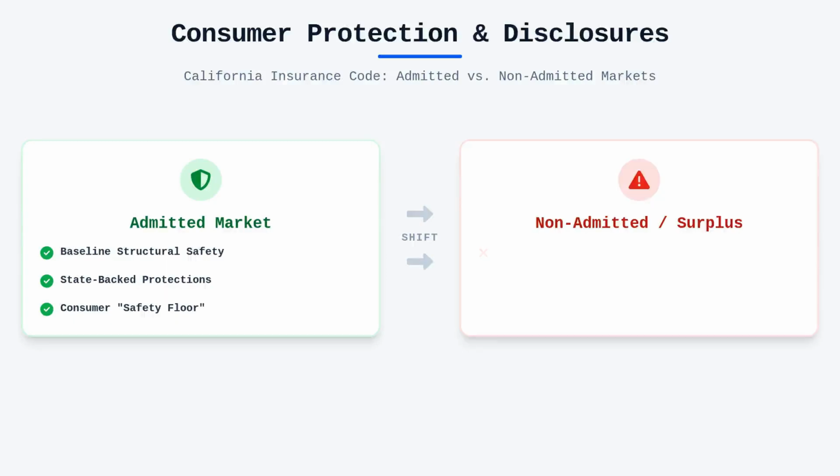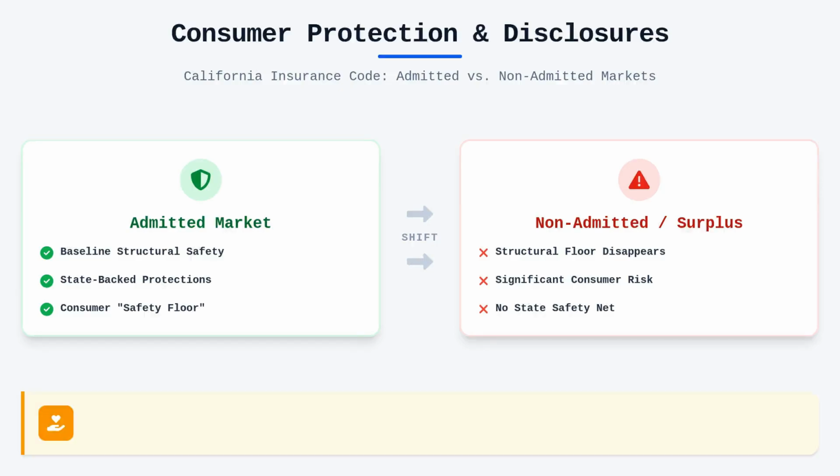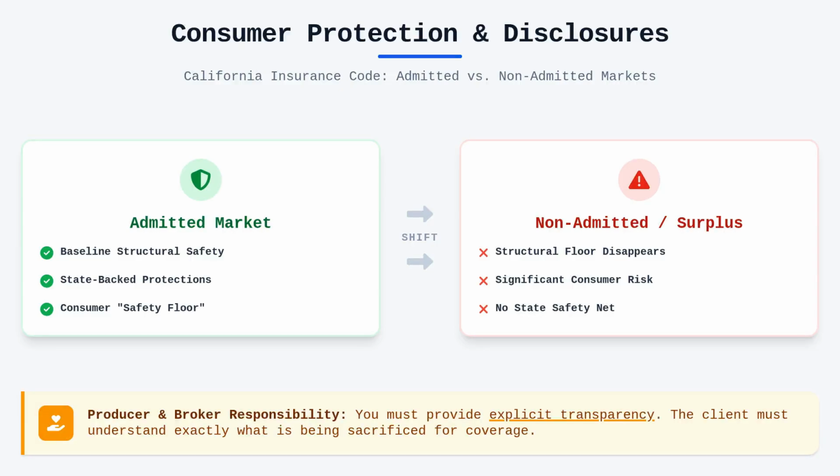Because the consumer assumes significant risk, the law shifts the burden of explicit transparency entirely onto the producer and the surplus lines broker. Your responsibility is to ensure the applicant understands exactly what they're sacrificing in exchange for coverage that the admitted market refuses to write.